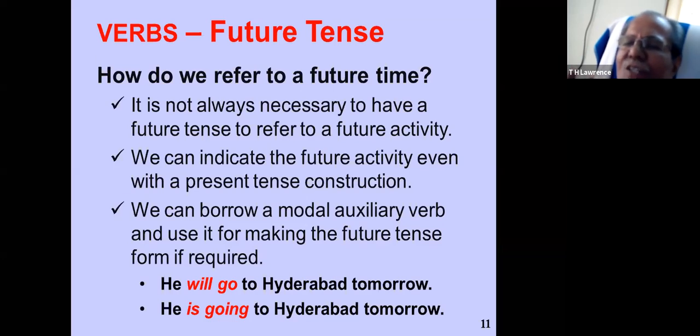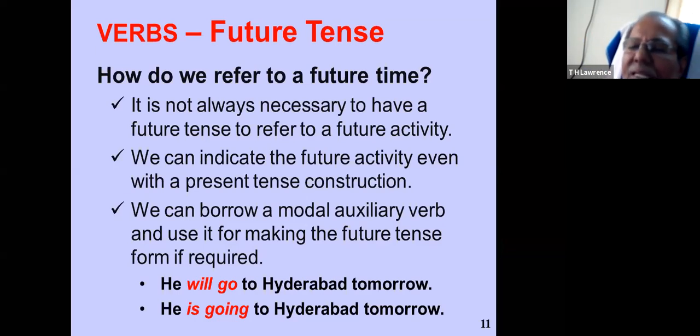See, it is not always necessary to have a future tense to refer to a future activity. This is a modern concept that I am discussing here. So please take note of this. As teachers, you should take note of this. It is not always necessary to have a future tense to refer to a future activity. Then we can indicate the future activity even with a present tense construction. You may wonder how it's possible.